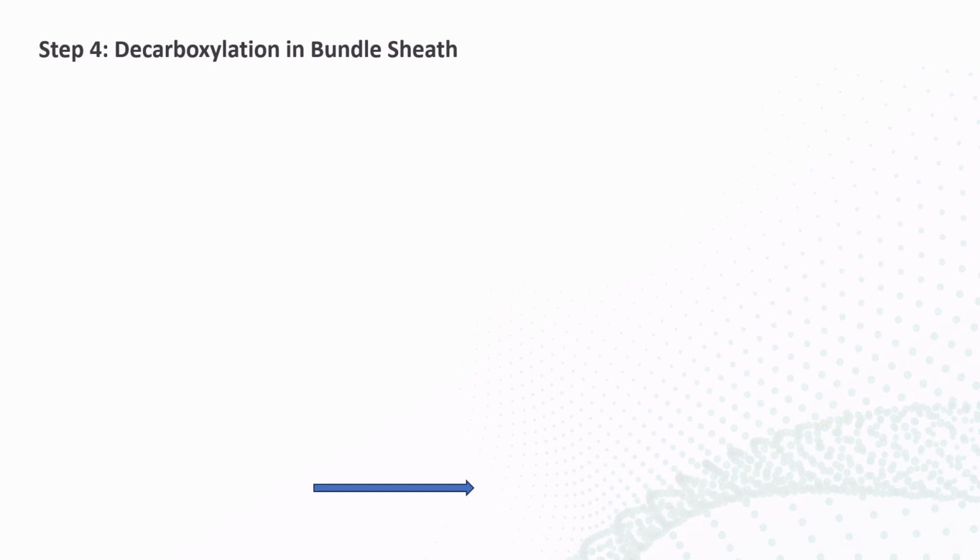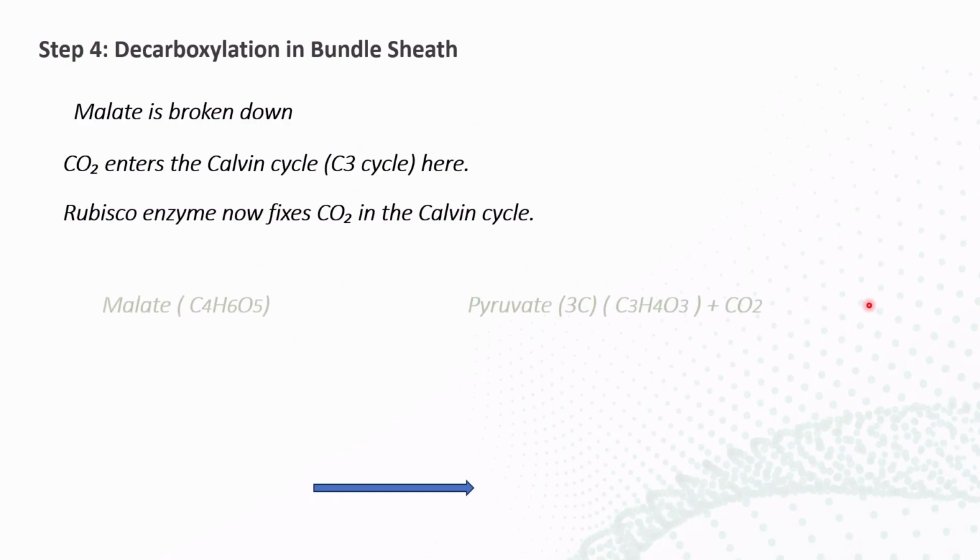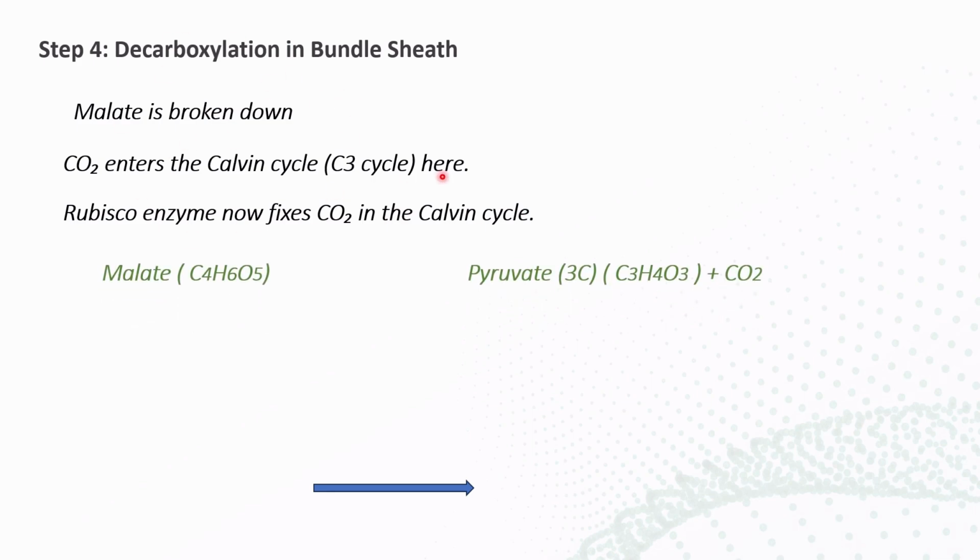If we see what the next step is, the fourth step is decarboxylation in the bundle sheath cells. What will happen here is the malate molecules which entered these bundle sheath cells are broken down, and the CO2 enters the Calvin cycle here only, meaning the CO2 released from the malate breakage enters the C3 cycle. Why? Because we know that the C3 cycle occurs in the bundle sheath cells only. That's why it enters the C3 cycle. And you can also see the Rubisco enzyme that fixes the CO2 into the Calvin cycle here. So all this takes place in the decarboxylation in bundle sheath cells.